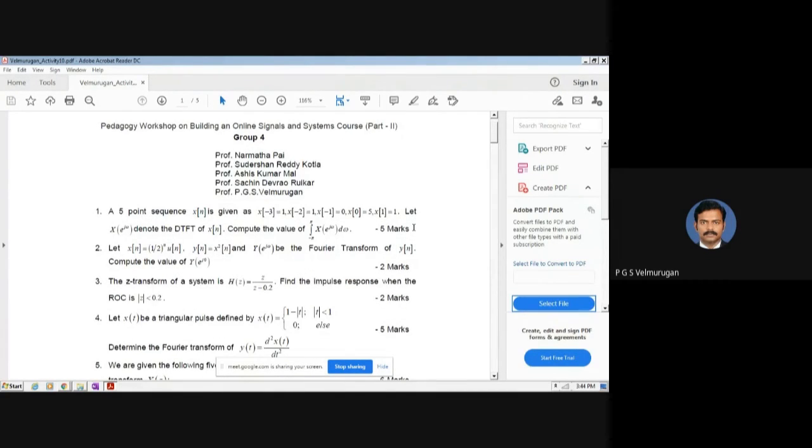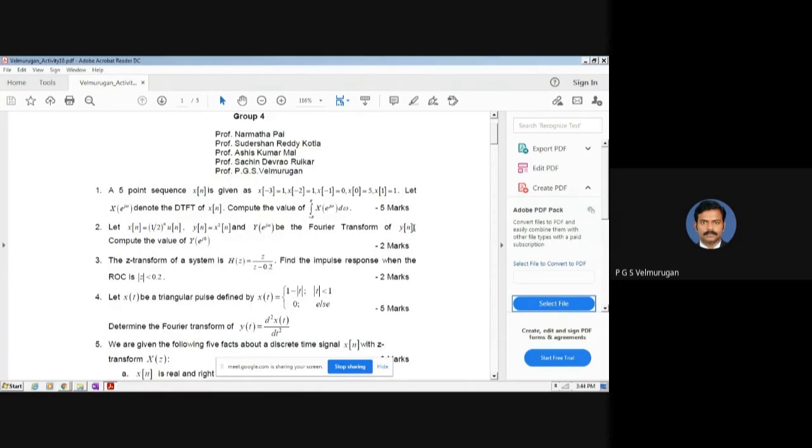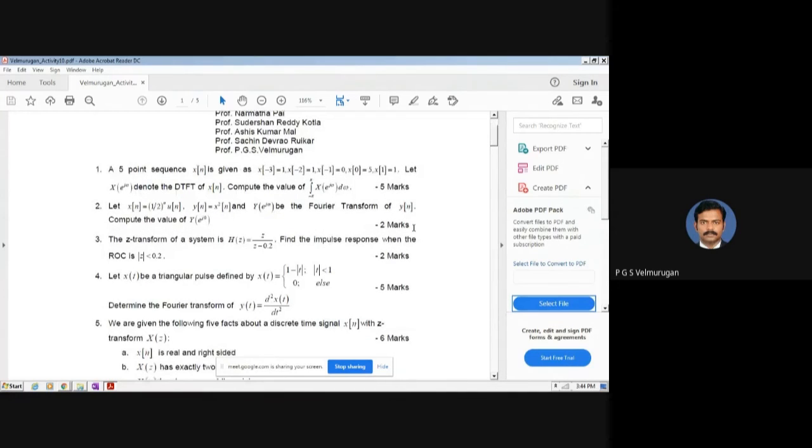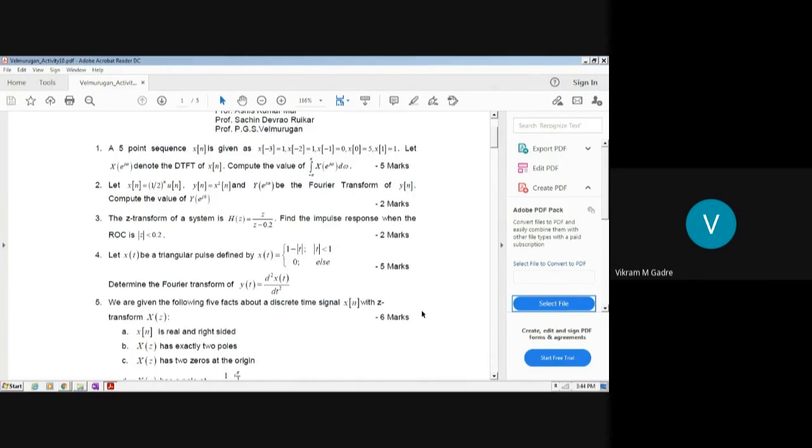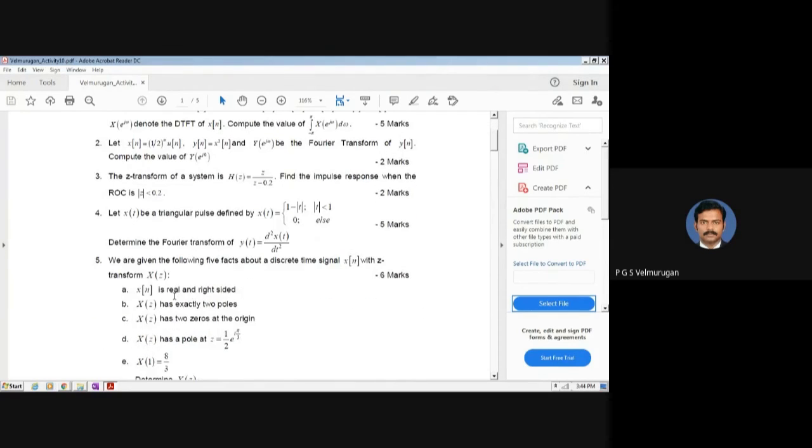Sure, sir. So I have taken 2 problems from discrete time Fourier transform and 2 problems from Z transform and 1 from continuous time Fourier transform. Out of which 2 problems are solved by our co-participants, sir. One is the Z transform problem. We are given the following facts.